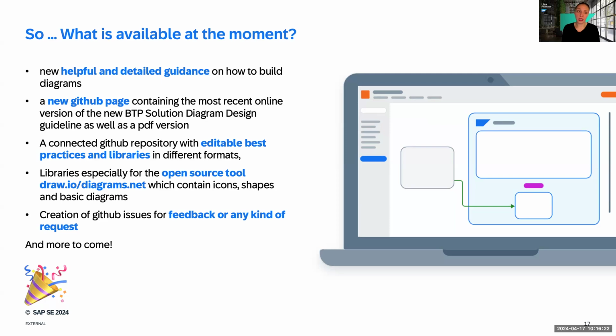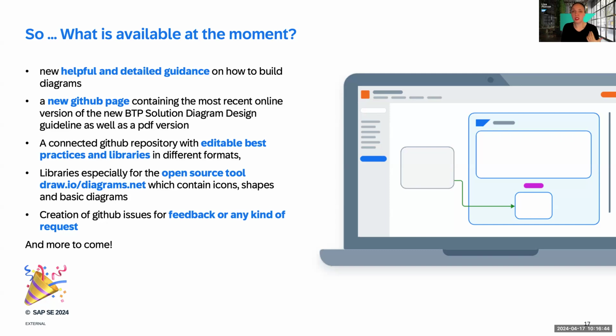And for Draw.io, you get shapes, you get some basic components, and even editable diagrams and reference architectures, or solution diagrams based on reference architectures that you can use and recreate or use as a base for your own diagram. And of course, the general option to give us feedback or even create a request.